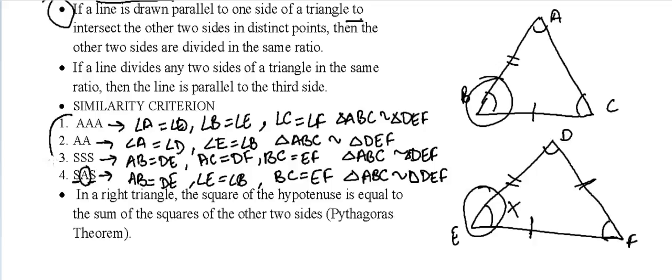So these four are the similarity criteria, and the fifth criterion is the right triangle. If we have two right triangles with equal hypotenuse, we can say the two are similar. In a right triangle, the square of the hypotenuse is equal to the sum of squares of the two sides. This is the Pythagoras theorem, which we have studied earlier also.